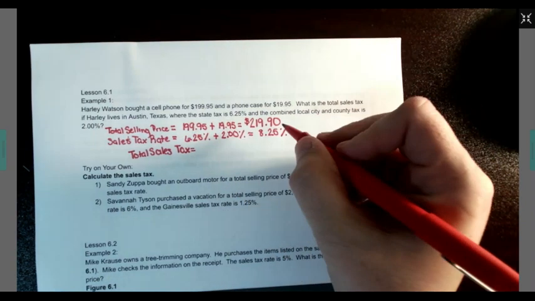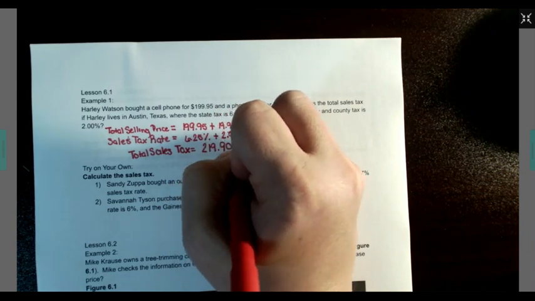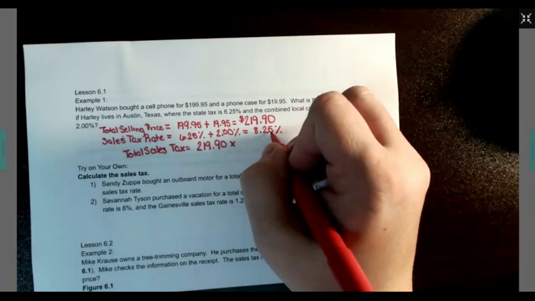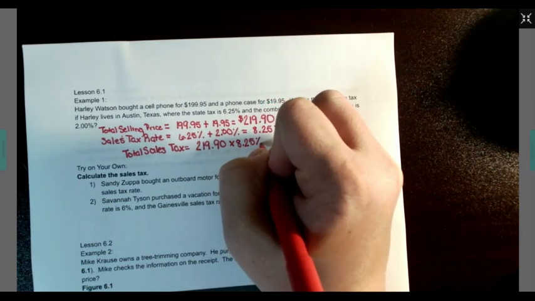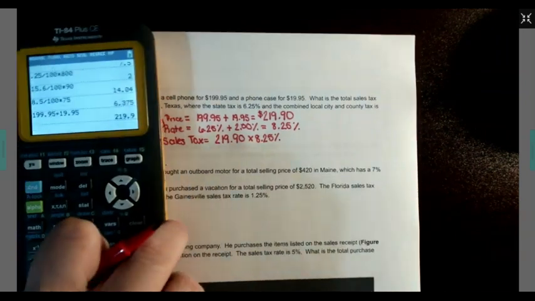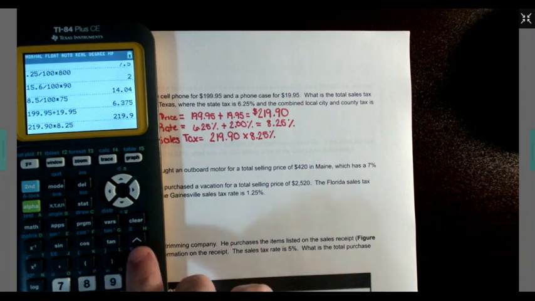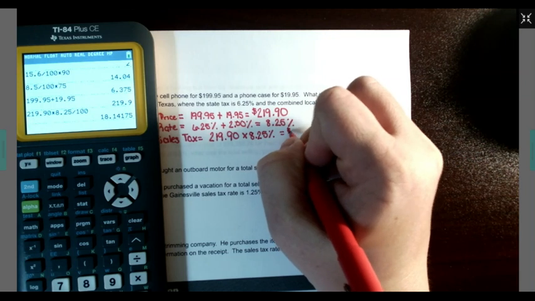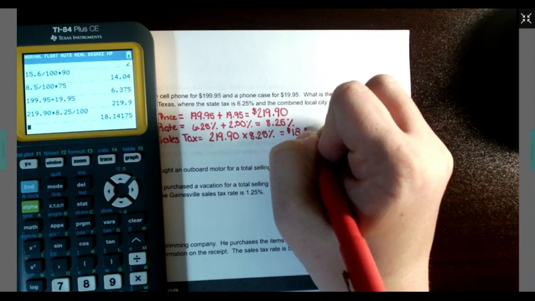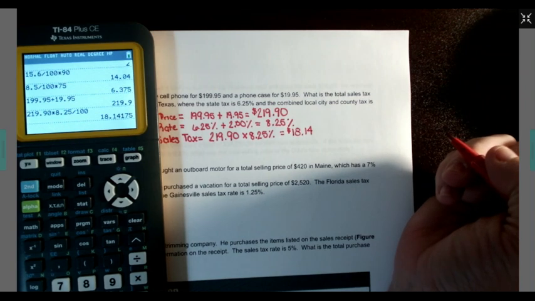So, in order to find our sales tax, we're going to take our selling price, which is this $219.90, and we are going to multiply it by our 8.25%. So I'm going to take $219.90. We're going to multiply it by 8.25 divided by 100. Gives me $18.14 is my sales tax.